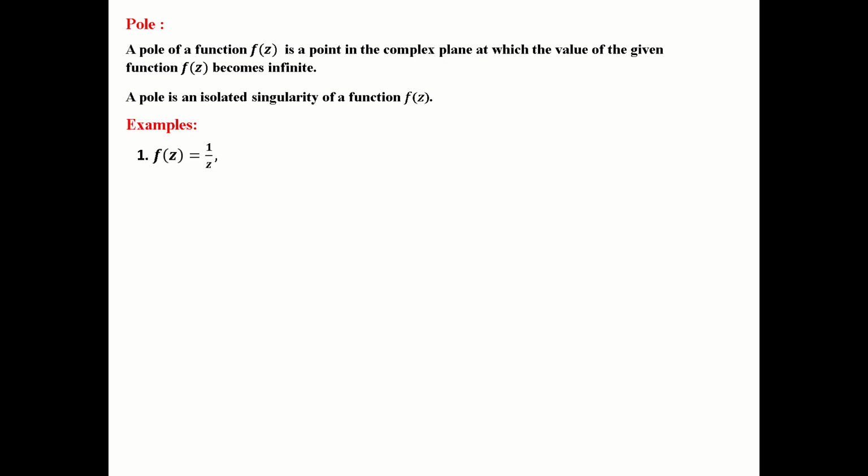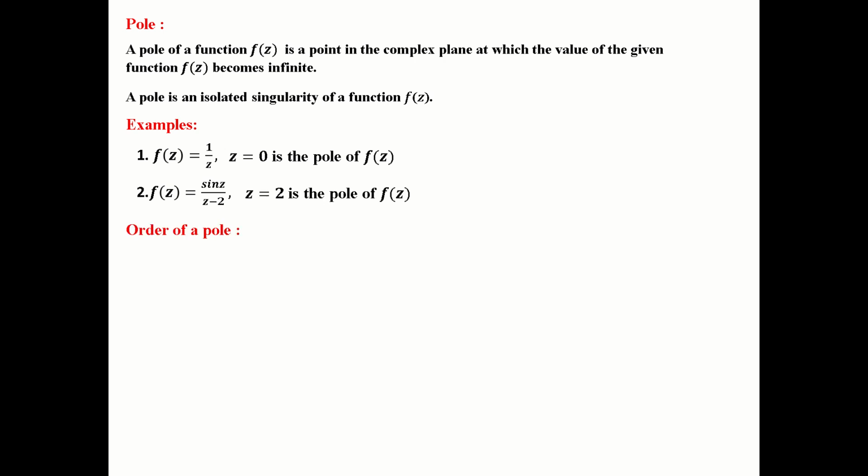Example, take 1 by z. When z is equal to 0, this function f of z becomes infinite. So z is equal to 0 is a pole. Similarly, take sin z by z minus 2. When z is equal to 2, the function becomes infinite. So z is equal to 2 is a pole of that function.